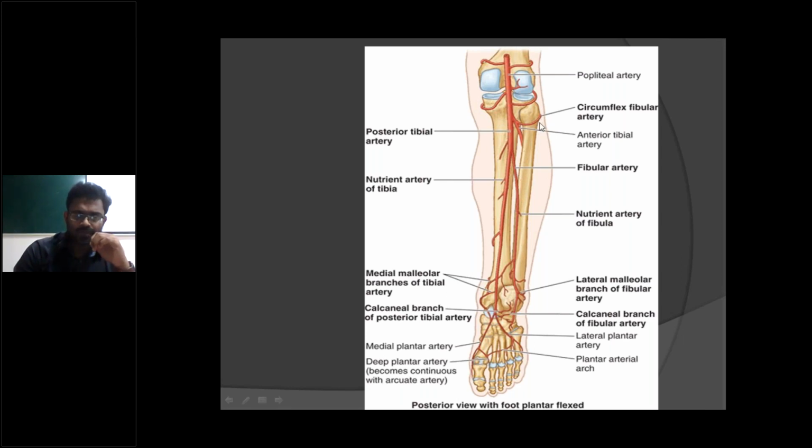Here, circumflex fibular artery. The circumflex fibular artery arises from the posterior tibial artery, or sometimes arises from the anterior tibial artery, and surrounds the neck of the fibula. All of you know this is the upper end of the fibula, which contains the head, tubercle, and neck.